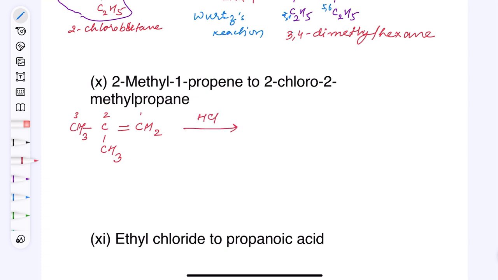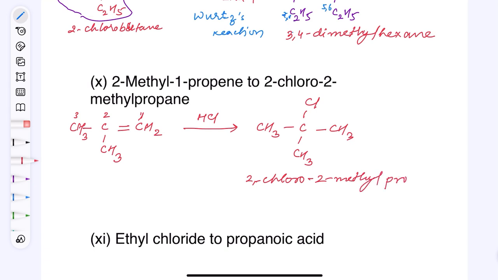When you make it react with HCl, the double bond between the first and second carbon will open up, and Cl will be added to the second carbon and hydrogen will be added to the first carbon. So it is merely an addition reaction taking place across your double bond. You can see this structure is 2-chloro 2-methylpropane, and this was, as I said, 2-methyl 1-propene. This was a one step conversion.